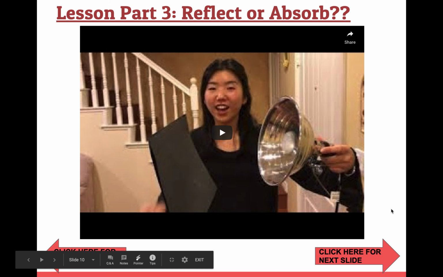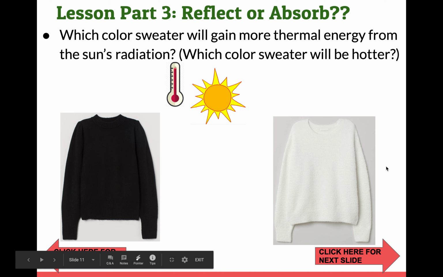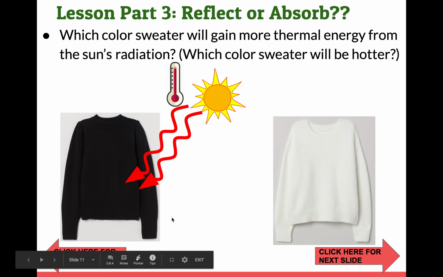All right, so this video taught you the difference between reflect and absorb of radiation. So now I'm going to go over it a little bit more. Which color sweater will gain more thermal energy from the sun's radiation? So basically, which color sweater will be hotter? Hopefully you've had experience with this. Maybe you've worn a black sweater before or a white sweater before in the hot sun, and you experienced that when you wear a black sweater, the electromagnetic waves from the sun's radiation that carry thermal energy get absorbed into your black sweater. So you start to get very, very hot because the thermal energy is being transferred through these waves that get absorbed by the color black.